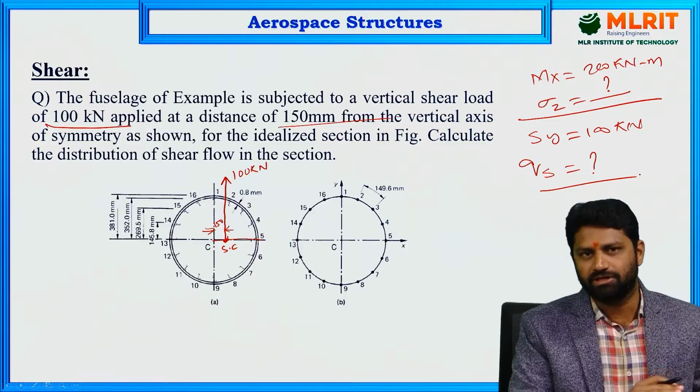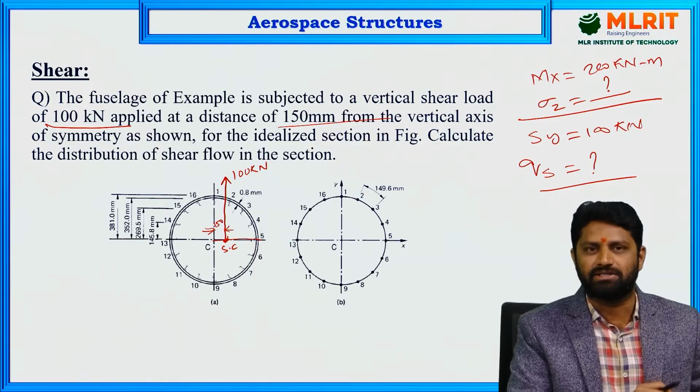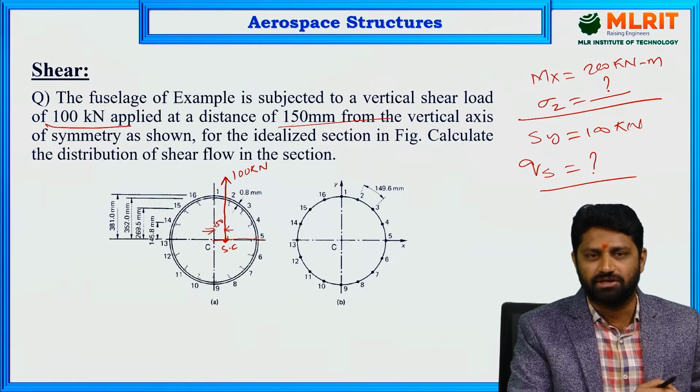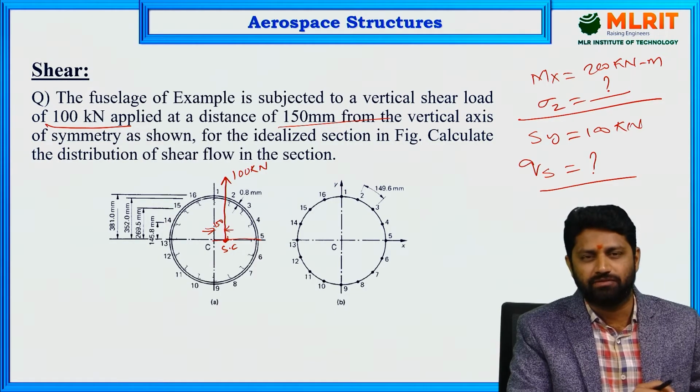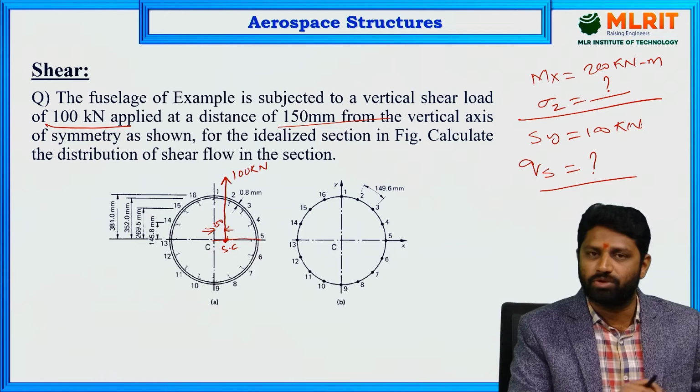The previous problem which we solved in the previous session is a bending stress distribution problem in which the bending moments are given. Though the diagram looks similar, the question is different and the application of load is different. In the previous problem, the application of load is a moment, and we were asked to calculate the direct stress distribution. Whereas in this problem, the application of load is a vertical shear load, and we are asked to calculate the shear flow distribution.